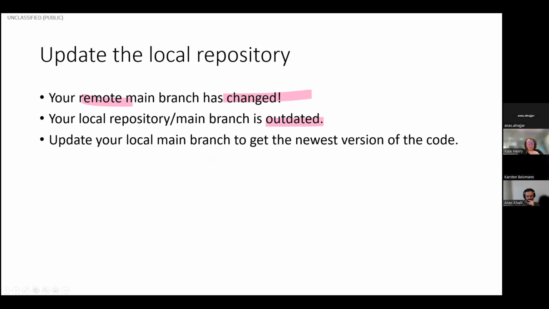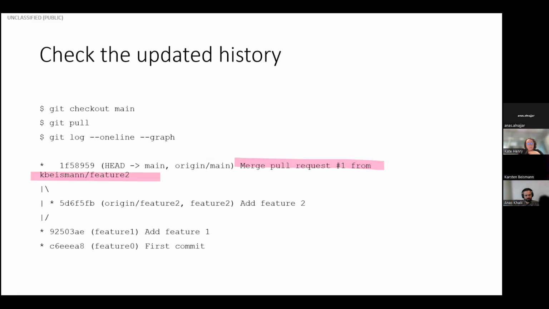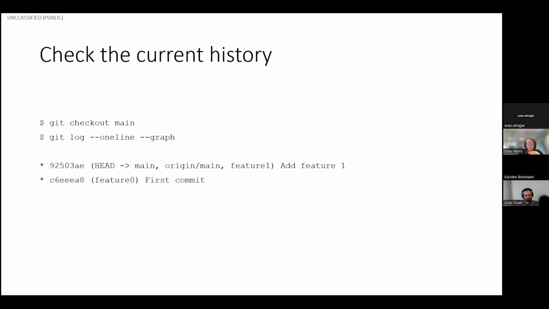So the main branch has changed. And now your local repository, of course, is outdated, right? You have to update your local repository. So what you'll do, actually, you first go into your local repository and you do git checkout main. We're switching to main again. And then you'll do the command git log one line graph that I just showed you. And this is the old status, because we haven't updated main yet.